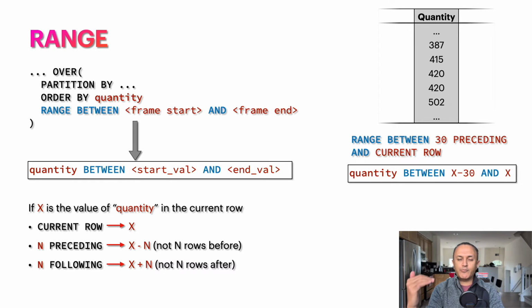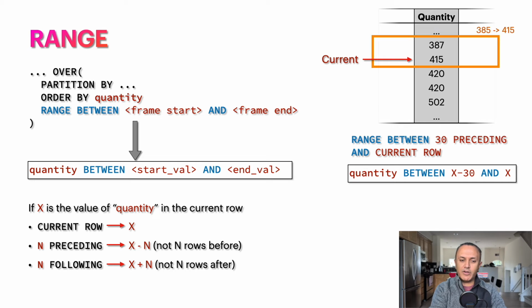So when we are processing the rows in that partition, row by row, we have to recompute this frame. So let's say, I'm going to skip that 387, but let's say we're looking at the 415. We're trying to compute the window function for this row. So the quantity value here is 415. So this means that the frame is all the rows that contain quantity between 385 and 415. So these two rows are the frame.